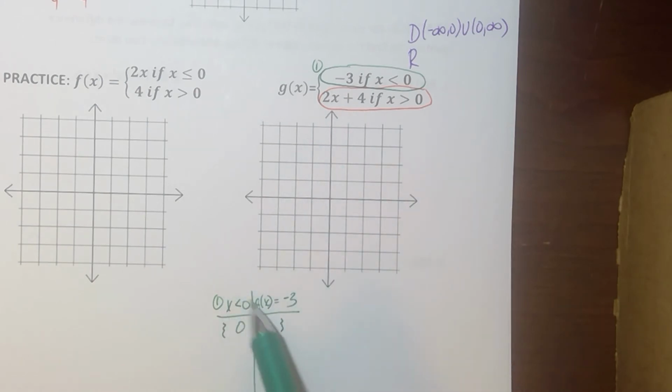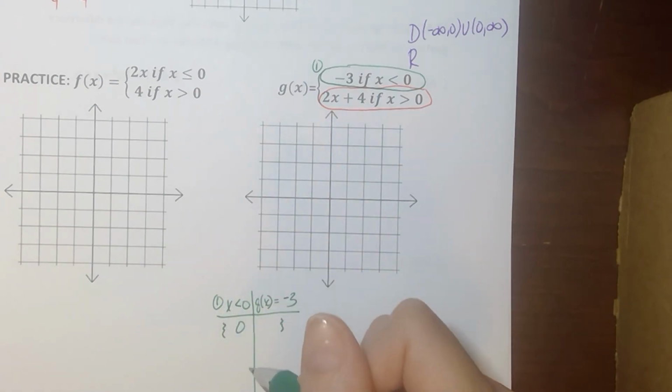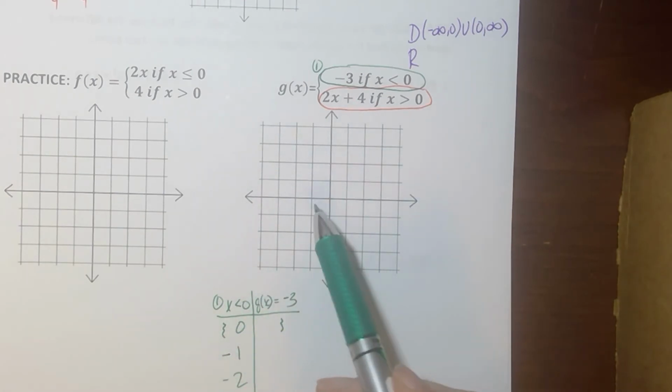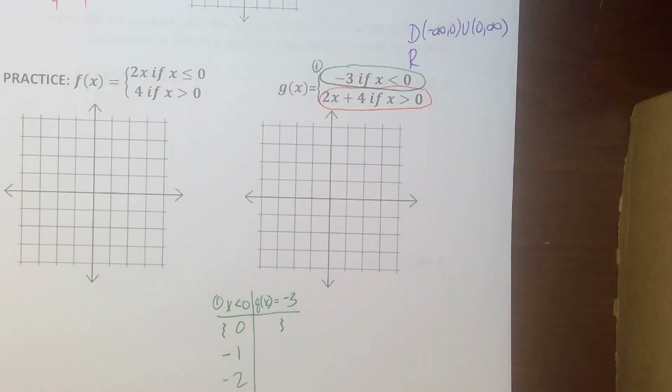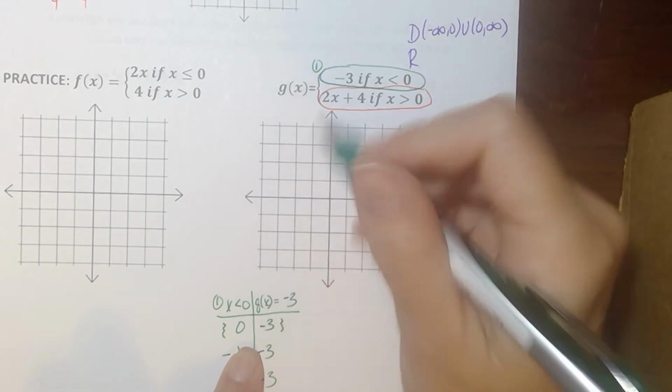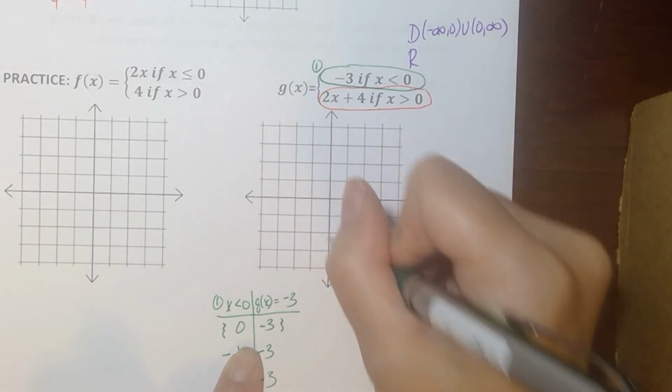I need a couple more values in here. Let's do, I don't know, let's do just negative 1 and negative 2. That's negative 1 and negative 2. There we go. So no matter what I plug in for x, it comes out as negative 3. That is a constant function. Let's go ahead and graph that. I go to x is 0, and at x is 0, y is negative 3.